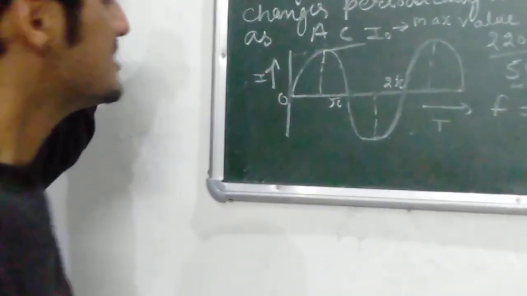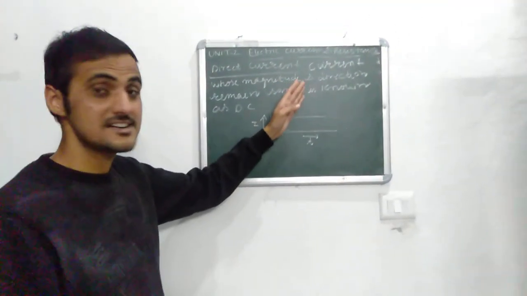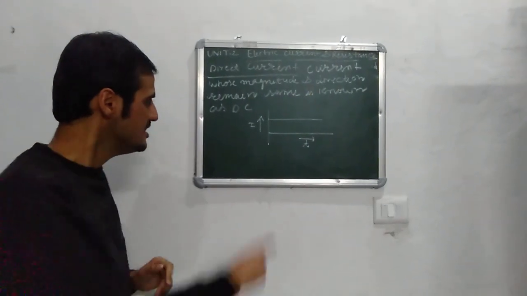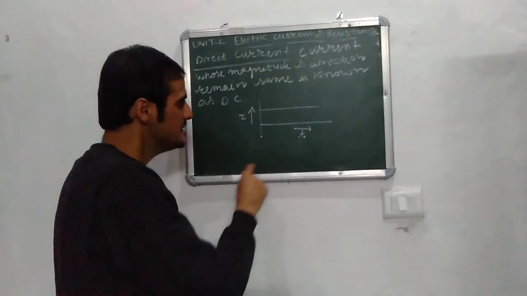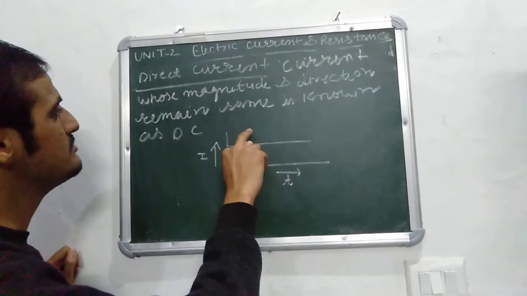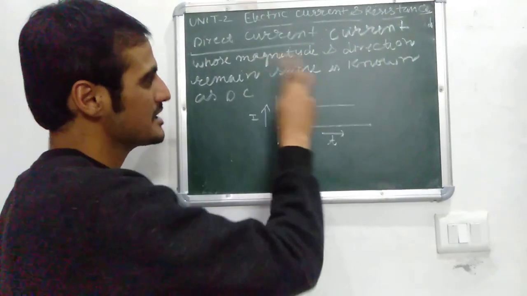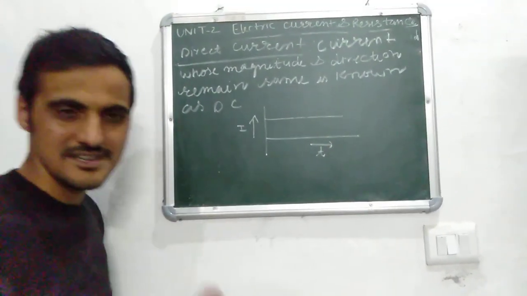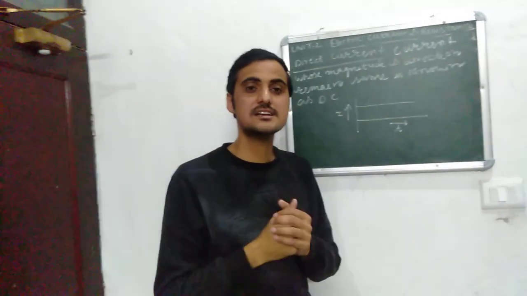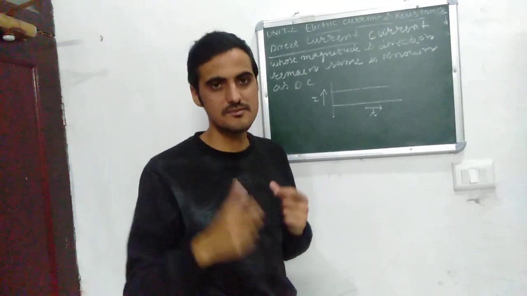Okay, the next is direct current. Then what is direct current? Current whose magnitude and direction remain the same is known as direct current. From this diagram, see here, the direction and magnitude remain the same. What are examples of direct current? Examples of direct current are batteries, cells, etc.